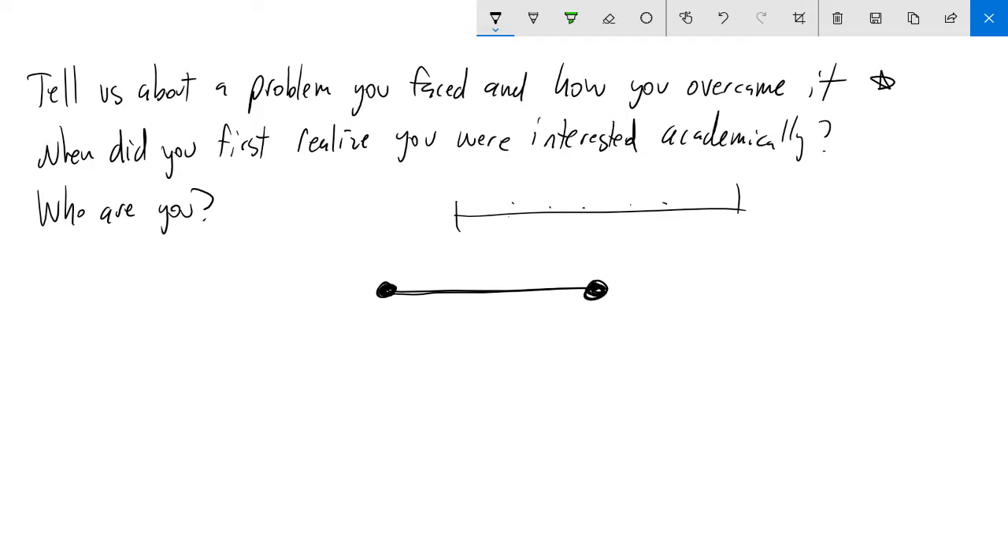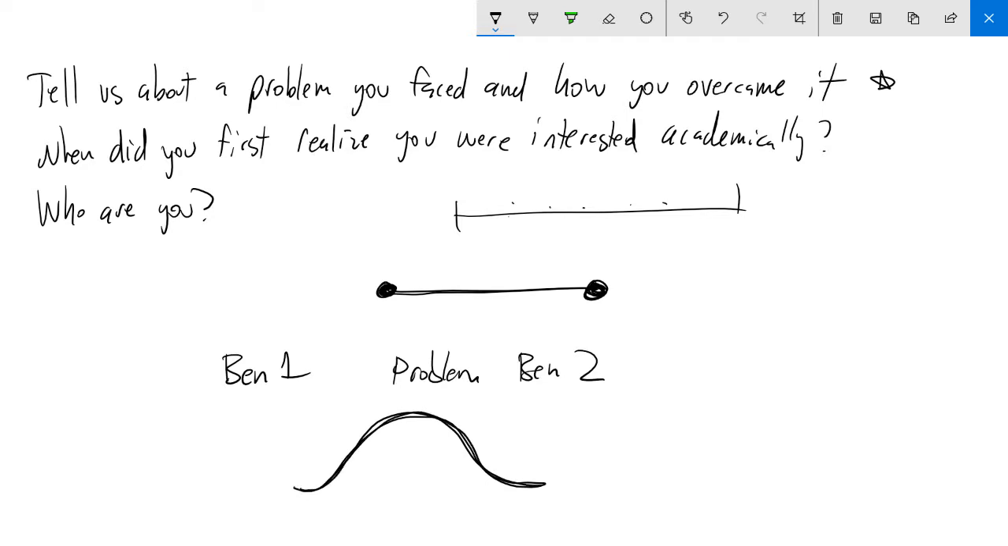Let's instead envision this sort of two-dimensionally. Ben, version 1, the problem, and Ben, version 2. What this would look like is basically a character arc. This symbolizes the change in my inner workings. So I'm going to first define who I was before the problem. Then I'm going to show and discuss the problem. And then I'm going to talk about how I'm different now as the result of overcoming it. How am I new and improved and better? How am I closer to the ideal Ben after having gone over that hurdle?